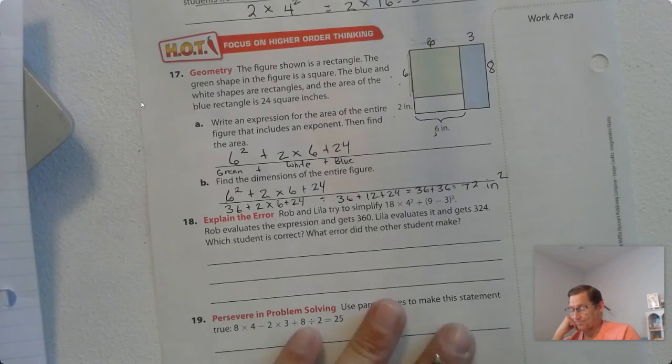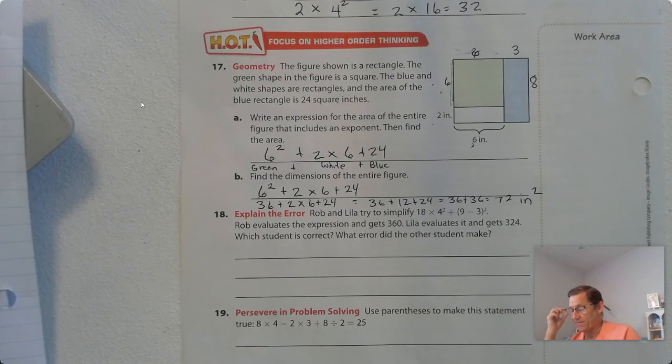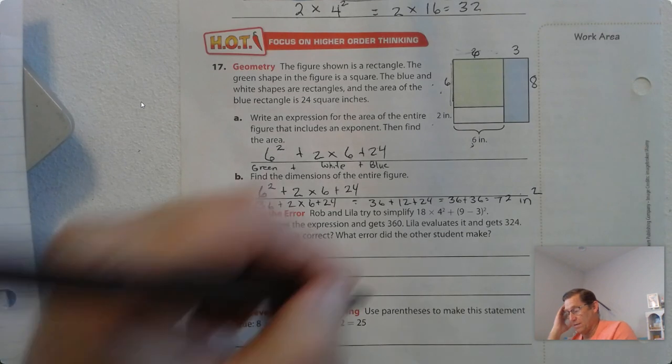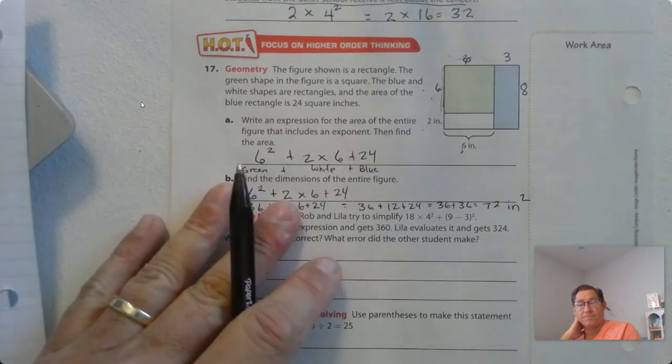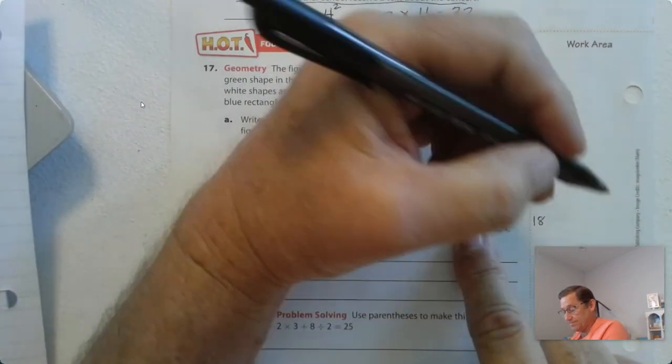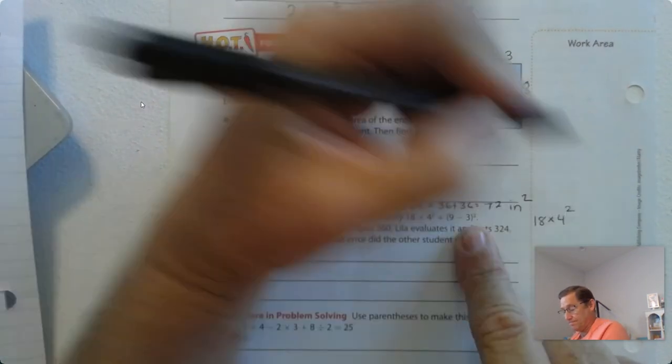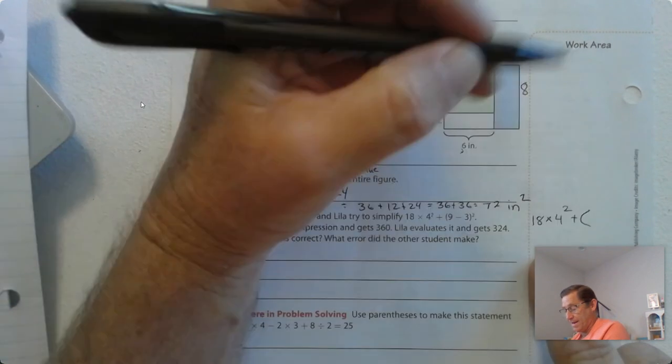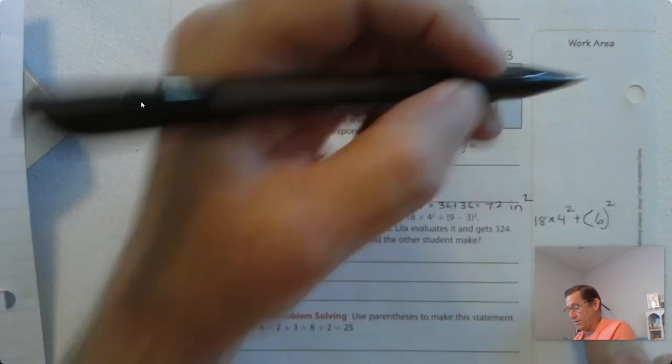All right, 18. Rob and Lila try to simplify 18 times 4 squared plus the difference of 9 and 3 squared. Rob evaluates the expression and gets 360. Lila evaluates it and gets 324. Which student is correct? Well, just solve it and find out. So we have to do parentheses first. So rewrite everything else. 9 minus 3 is 6, so 6 squared.